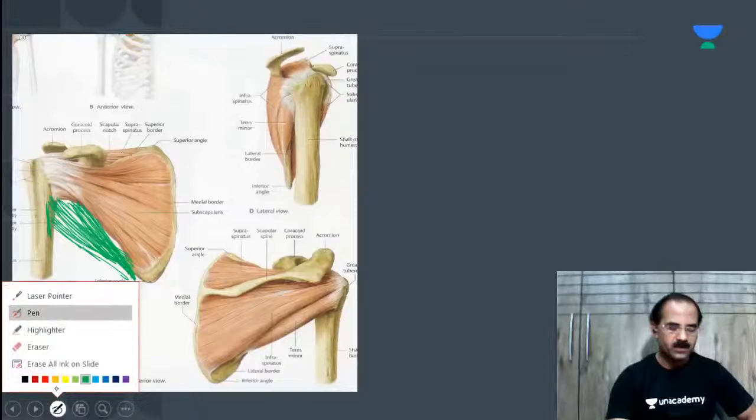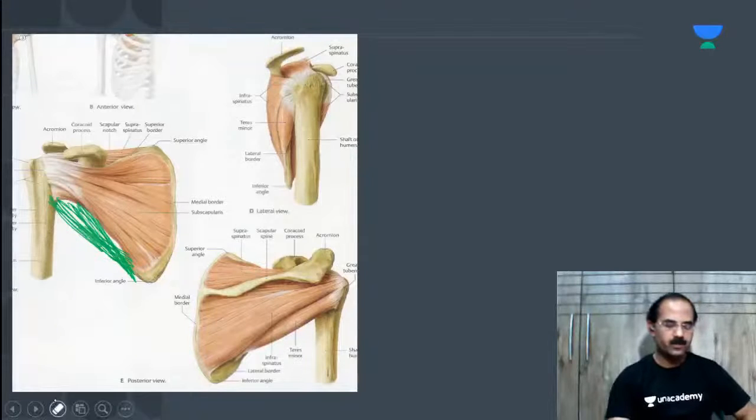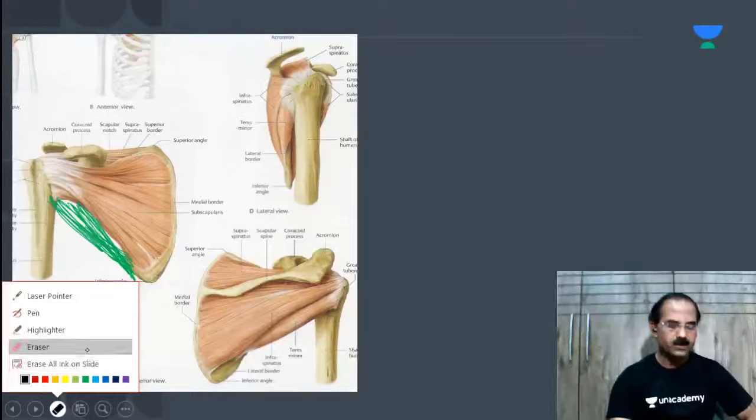Who is this muscle? It's inserted on the medial lip of the bicipital groove. That's the teres major, and it's not teres minor.